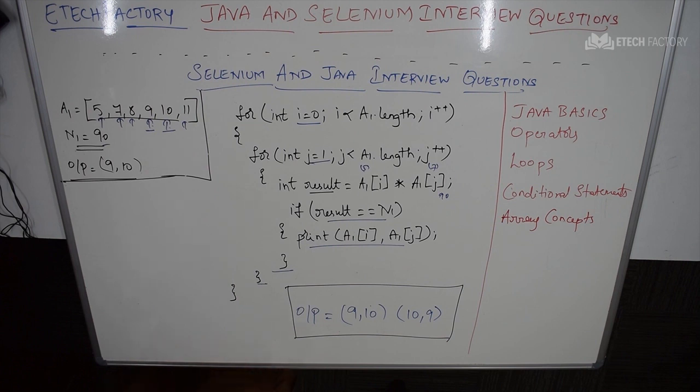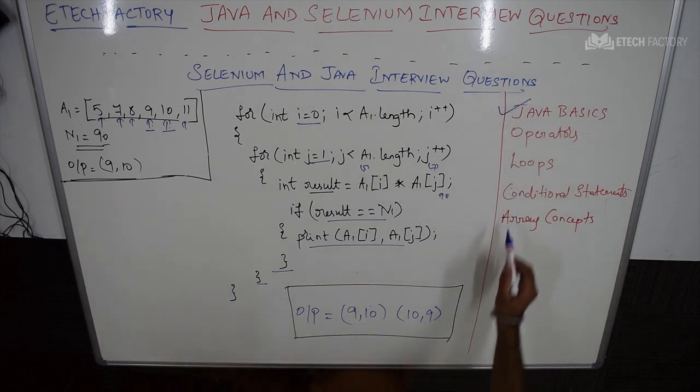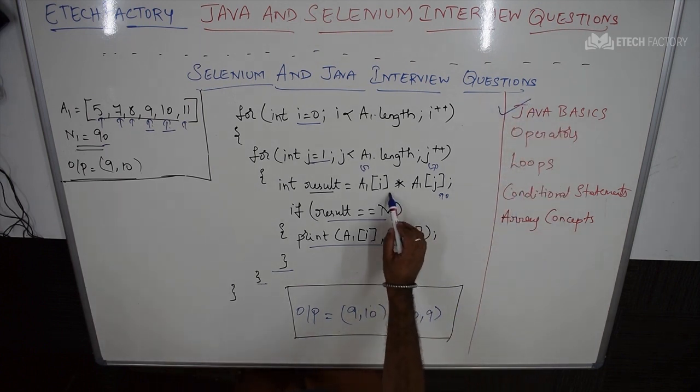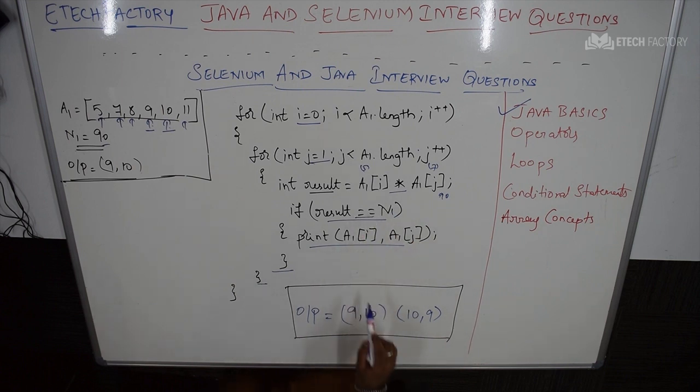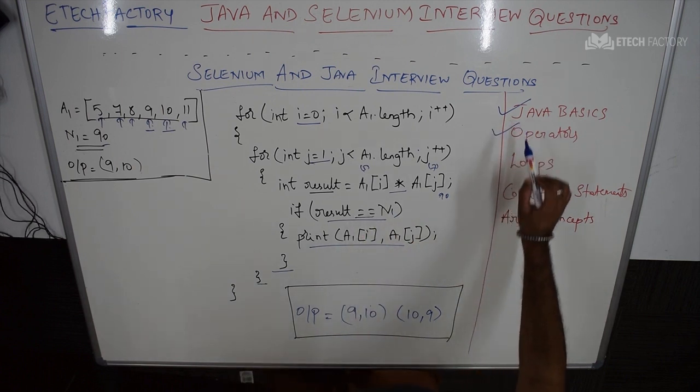Here, as you can see, the complete for loop that we have done is going to be under Java basics, and the operators that we have used are the multiplication operator and the comparison operator, so that will come under operators.